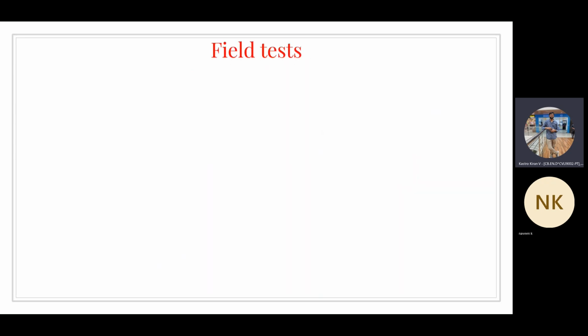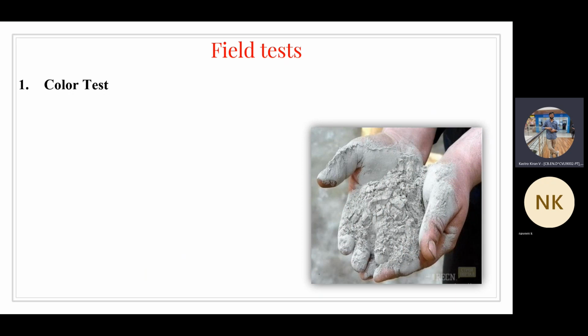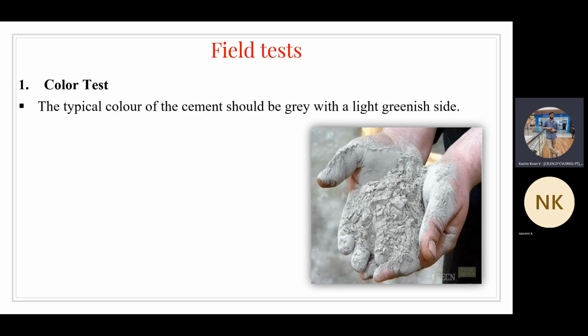So coming to the field tests of cement, the very first test is called the color test. Usually we know that the color of the cement is gray. That's the typical color of any cement, especially ordinary Portland cement. The cement will be gray in color. Now, whenever you get the cement bags into the construction site, it is important to check the color of the cement. Once you find the color of the cement is gray, you should also verify one more parameter, which is that the color of the cement should be uniform.